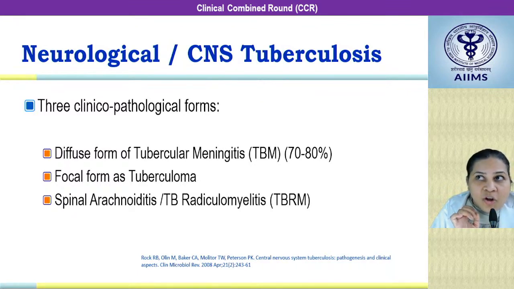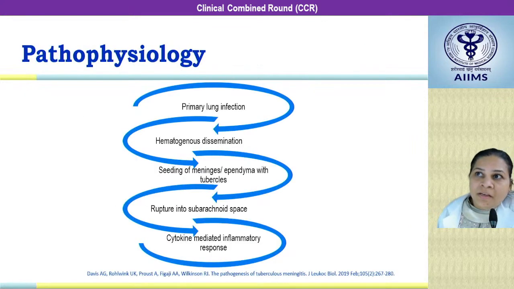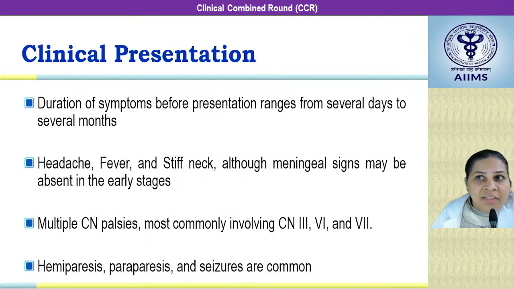In our case, it was neurological or CNS tuberculosis. CNS tuberculosis clinically presents in 3 forms: the diffuse form or tubercular meningitis, which is the most common, in 70 to 80% of cases, followed by the focal form or tuberculoma, and spinal arachnoiditis or TB radiculomyelitis. Initially, there is a primary lung infection which leads to hematogenous dissemination. Later, when conditions are favorable, it leads to seeding of the meninges and ependymal tubercles. Later, these tubercles rupture into the subarachnoid space, leading to a cytokine-mediated inflammatory response and meningitis.